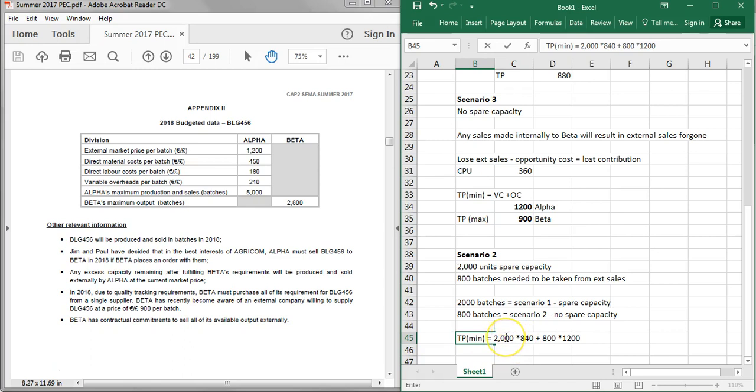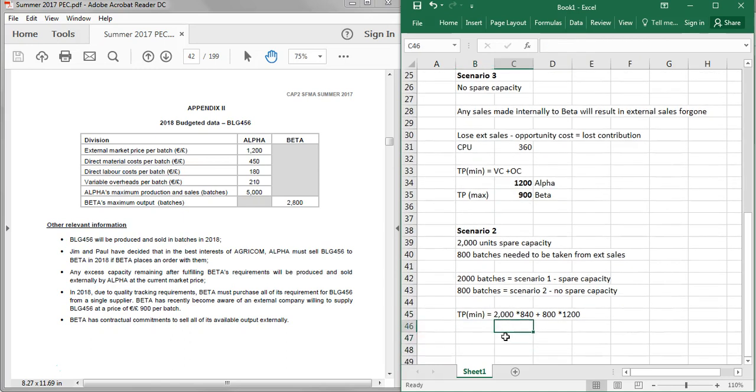Because the 2,000 units we would have never used anyway, it was spare capacity. So the minimum price there, to be no worse off, is variable cost. However, the other 800 we are eating into our sales to external customers, and therefore we want to get the full 1,200 we would have gotten from those customers. Now, unfortunately, we cannot compare that to the theoretical price, the maximum of 900. So we can't really compare like for like there.